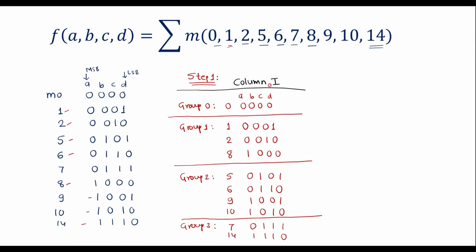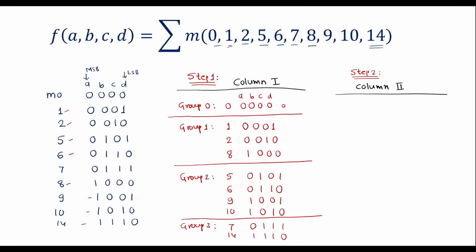So now I will go to the next step. I will call it step 2. I will write here only. So step 2, I will mention it as column 2.